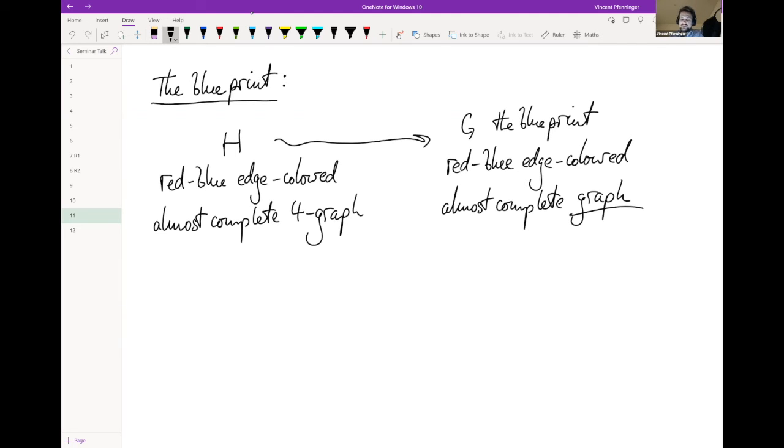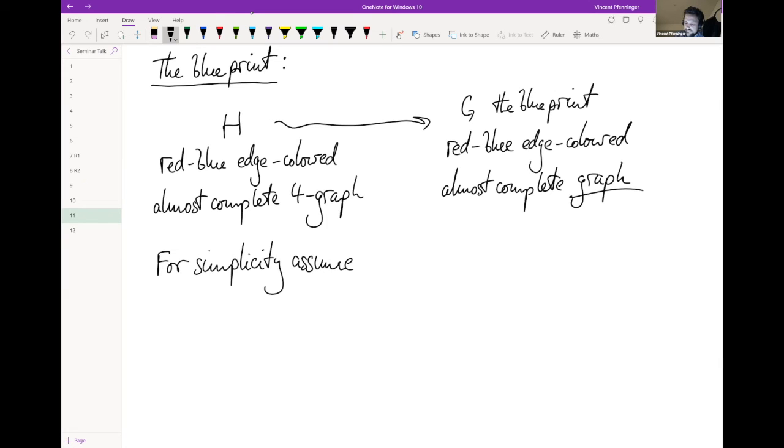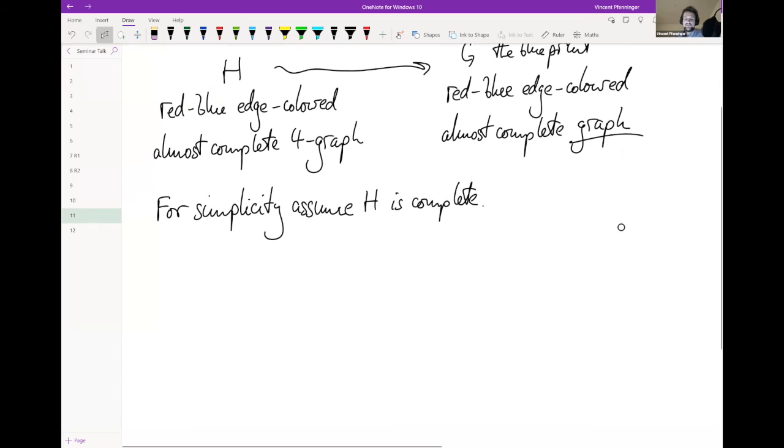Okay, so how do we construct this blueprint that will help us find these matchings? Okay, so for simplicity, we'll assume that H is complete. So it's actually almost complete, but that doesn't make too much of a difference. So if H is complete, G will end up being complete. But if H is almost complete, G will end up being almost complete only.